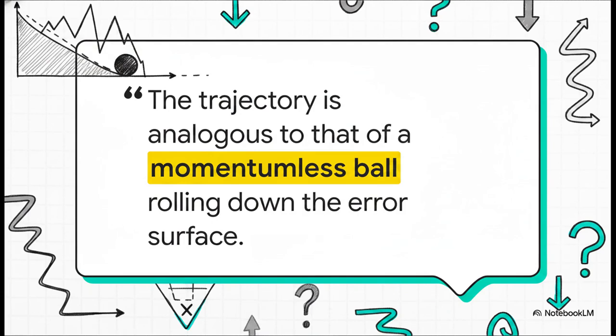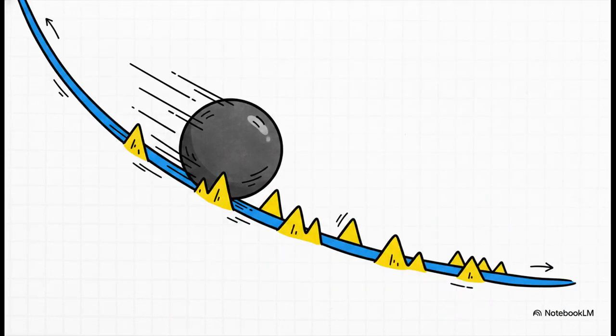I absolutely love this quote from Tom Mitchell's foundational book on machine learning. He writes, "The gradient descent search trajectory is analogous to that of a momentumless ball rolling down the error surface." This perfectly captures the biggest vulnerability of basic gradient descent. Without momentum, the absolute second the ground flattens out, even if it's just a tiny, shallow ledge and not the true bottom of the mountain, the ball just stops dead. The algorithm thinks, great, I'm done, but the true minimum is still miles below. So how do we fix it?